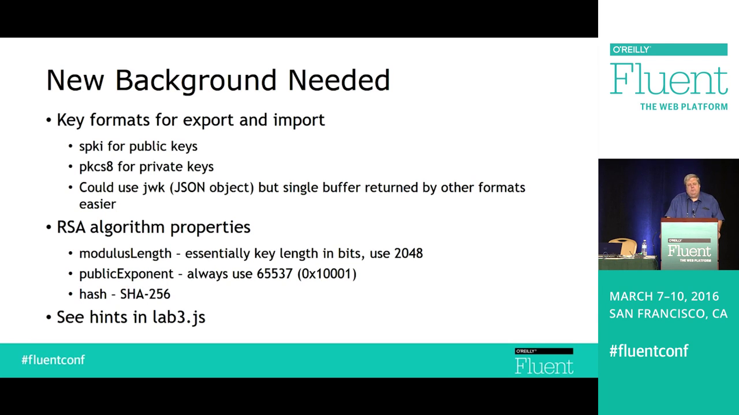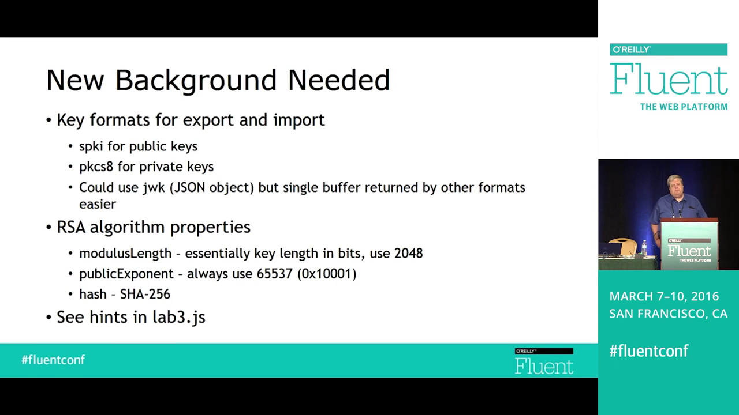For the RSA algorithm, when you want to specify a key, with AES you need to tell the length in bits. With RSA you need to tell it the modulus length, which is basically the length of the key. There's a couple pieces to a key, but the part that's really the key people work with is known as the modulus. And we're going to use 2048, that's the recommended size nowadays.